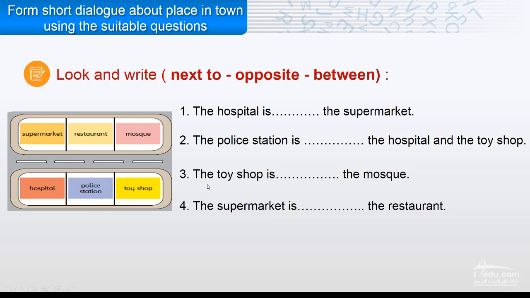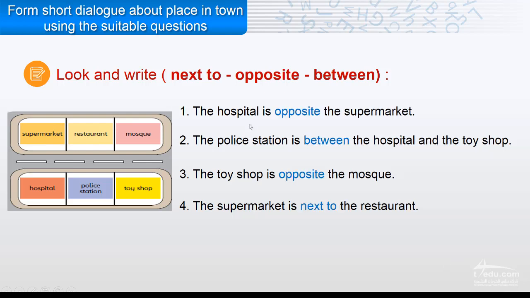Number three, the toy shop is the mosque. Is opposite. Correct. Opposite. Good. Number four, the supermarket is the restaurant. So the supermarket is next to the restaurant. And here are the answers.